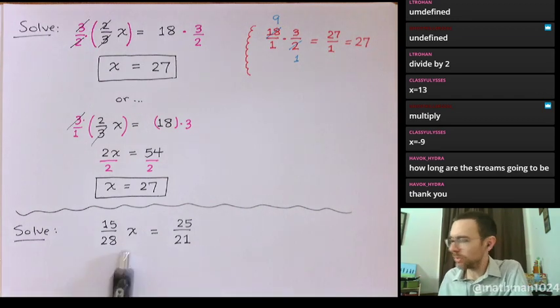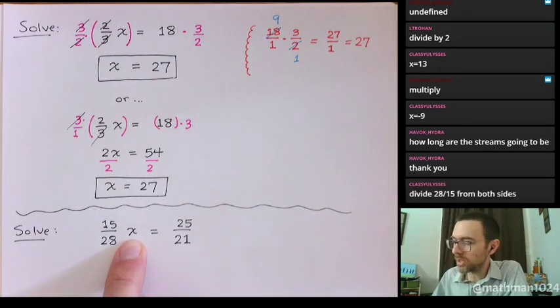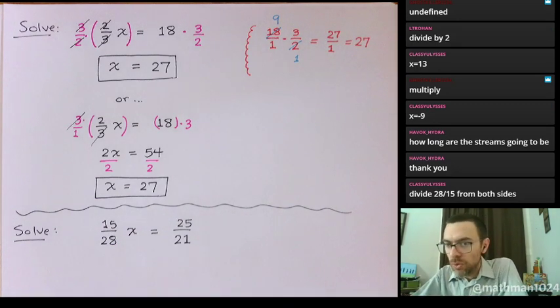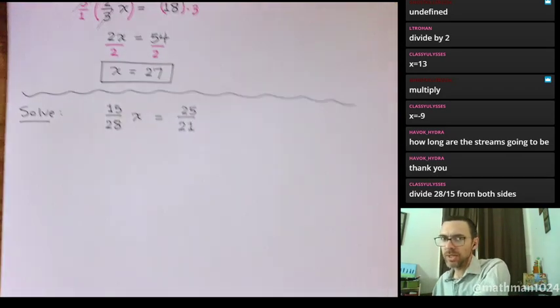All right, so for this one, again, here's our x, here's our introverted x who wants to be by itself. Okay, so, whoa, wait a minute. I do not want to divide 28 over 15 on both sides. That's going to cause us to do something a little bit different, and it's not going to do what you think it's going to do.